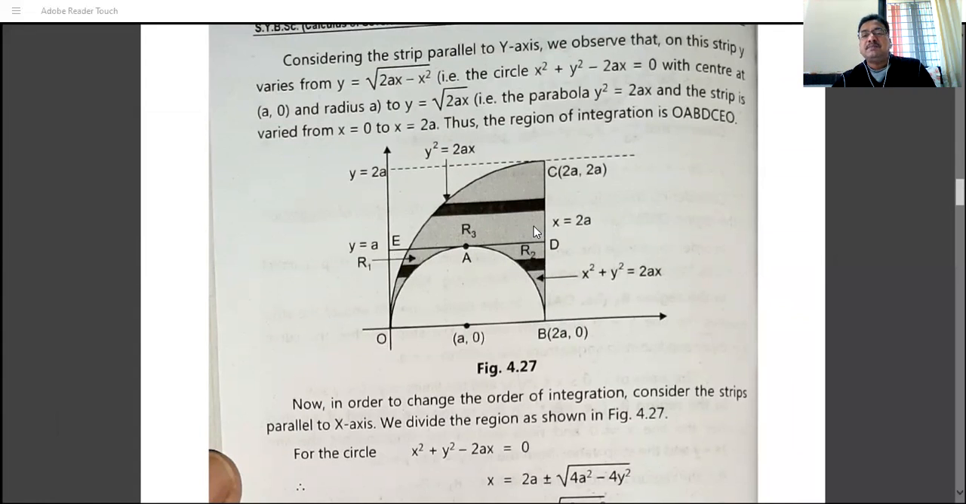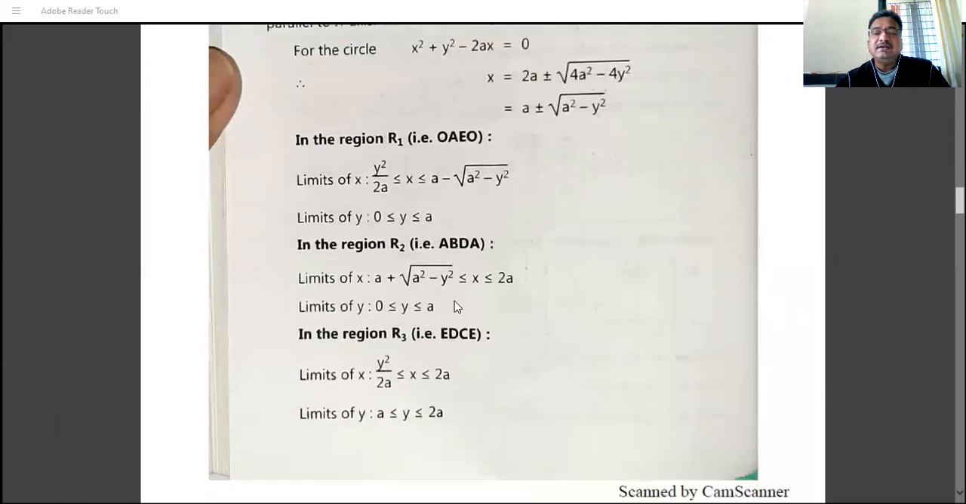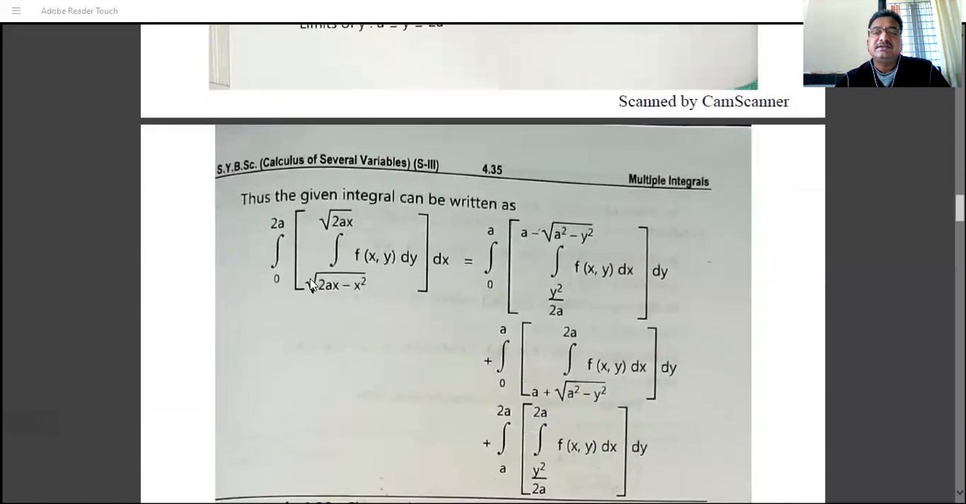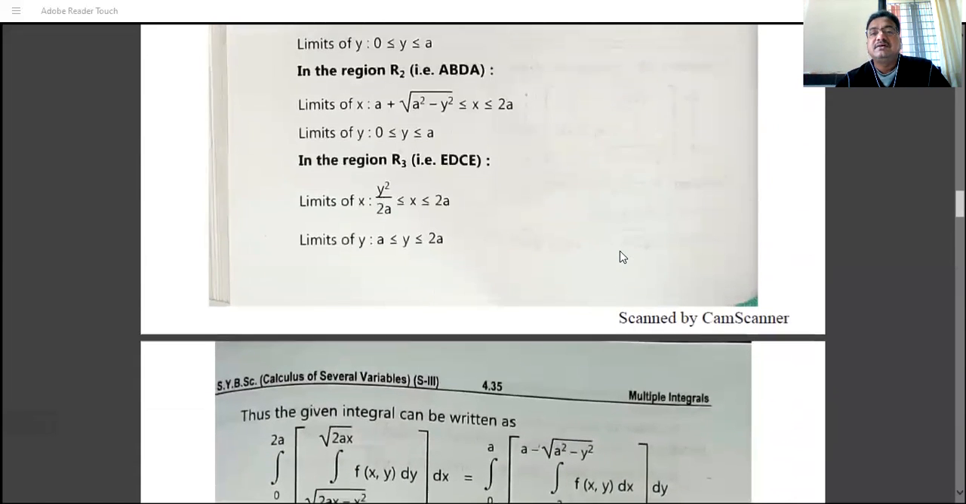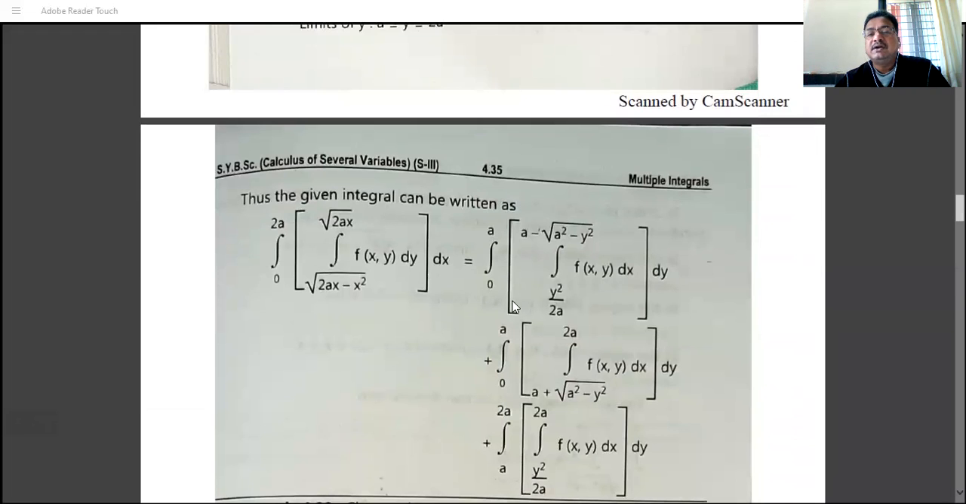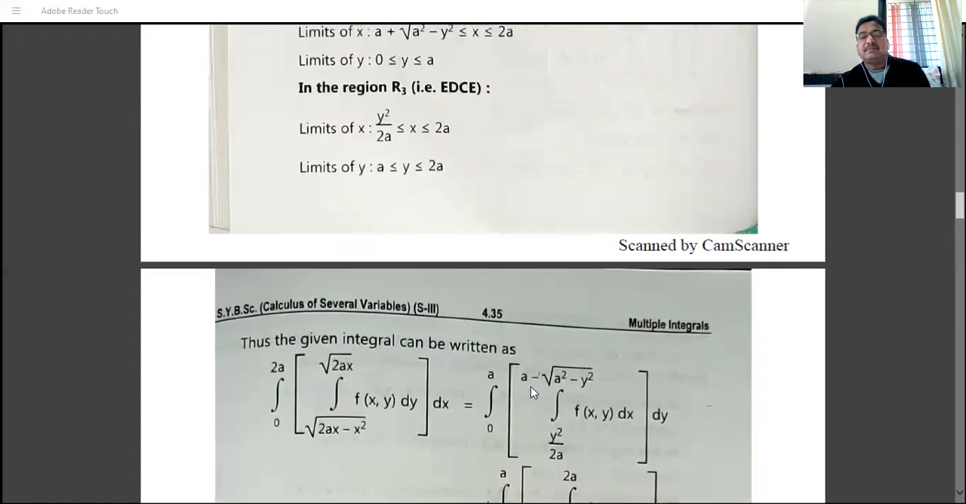And if this strip moves to this region, then one end of this strip changes again. So we have to divide this region into three parts: R1, R2, R3. Then write the given integration as the addition of three integrations: the double integral of f(x) dx dy over R1, plus the double integral over R2, plus the double integral over R3.